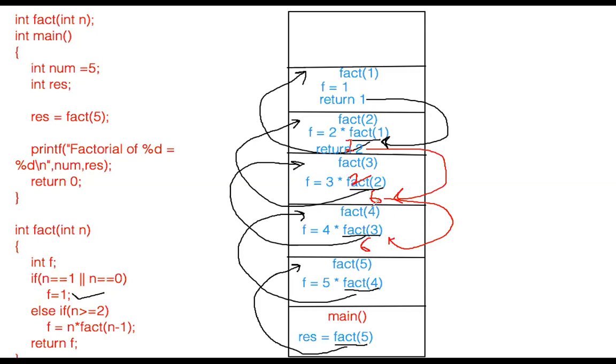So the f value in fact of 4 is 4 into 6, which is 24. Yes, sir. So 24 is returned to whom? Fact of 5. Fact of 5. So it is 24.